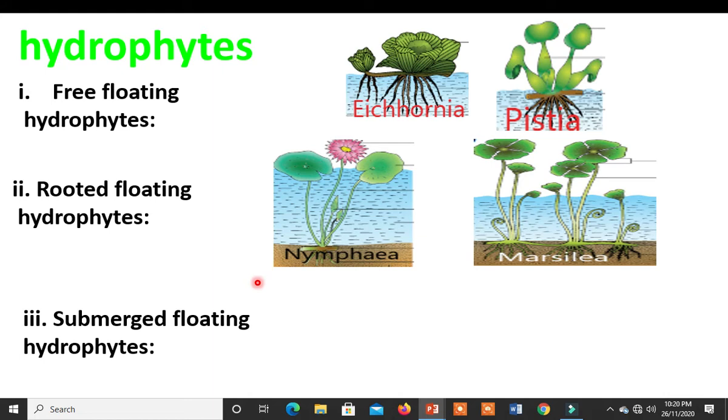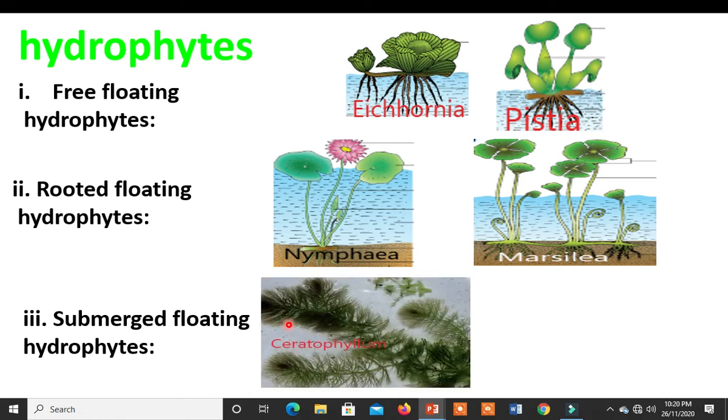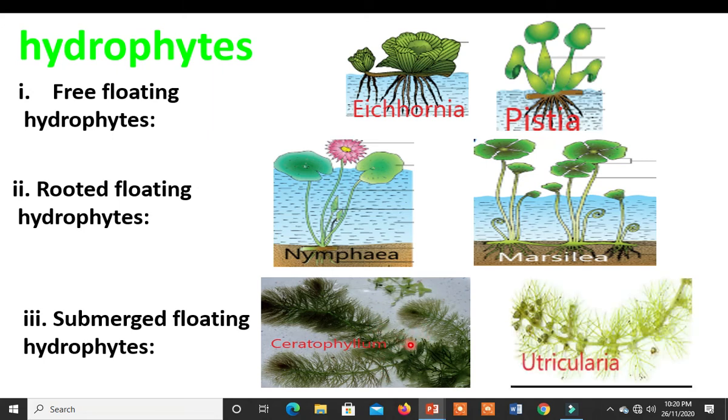Submerged floating hydrophytes. They do not have contact with the air. They also do not have contact with the soil. They are free floating, but they remain inside the water. Ceratophyllum and Utricularia are the examples for submerged floating hydrophytes.